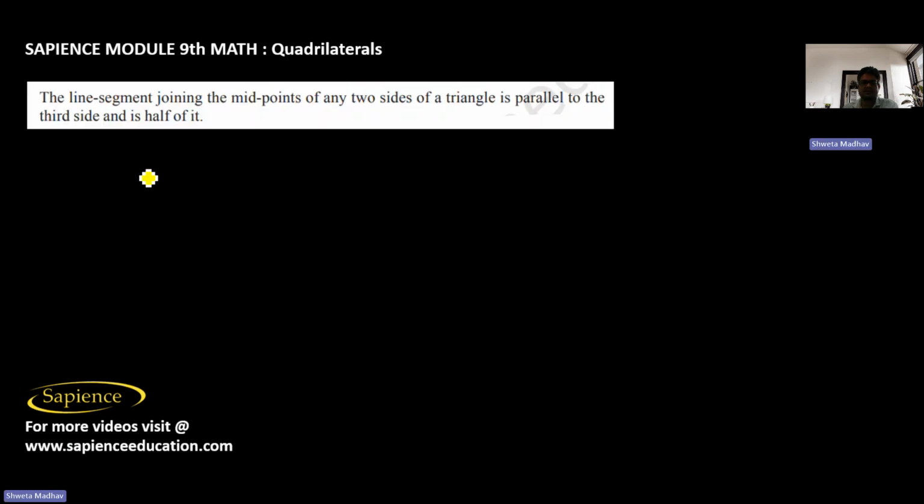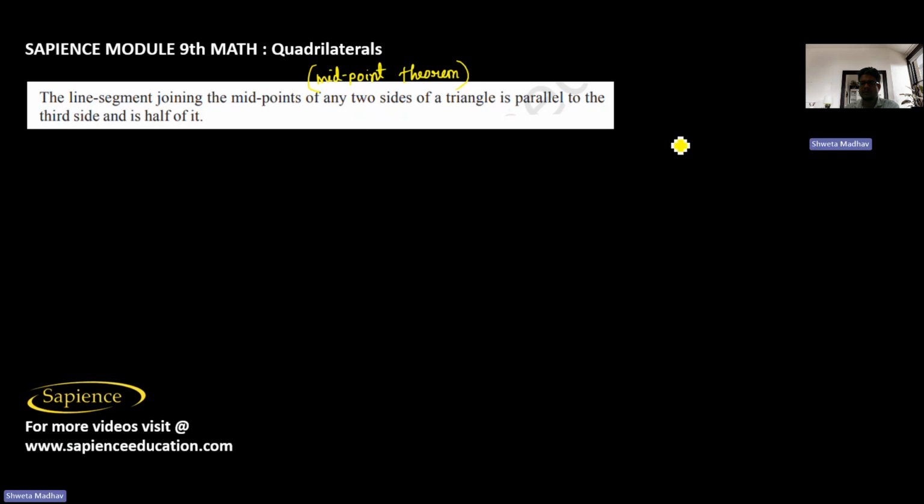And here it is told, we have to prove that the line segment joining the midpoints of any two sides of a triangle is parallel to the third side and is half of it. So this is also called the midpoint theorem, which you have to prove.